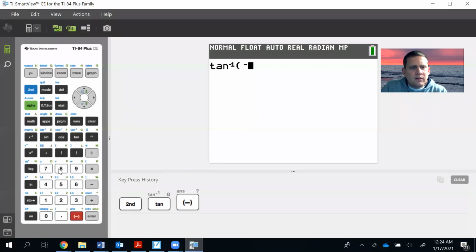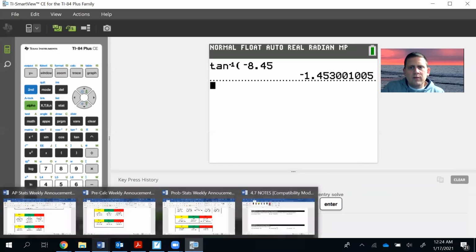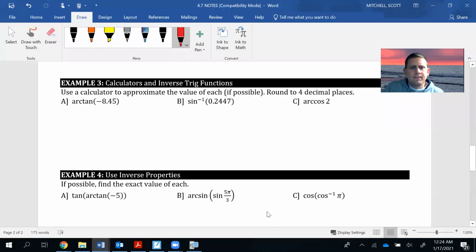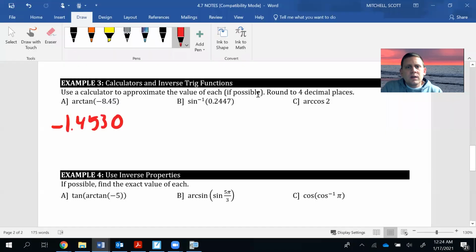Inverse tangent of -8.45. And then I hit enter. So it's -1.453. And it says 4 decimal places, so I guess that would be a 0. Yep. So I'm going to put the 0 in there because they told me to. All right. So now I have the inverse tangent of 0.2447.